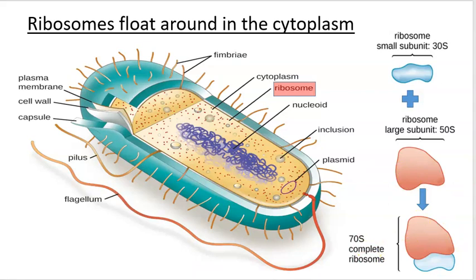When we look in eukaryotic cells, they have an 80S ribosome that is also made of 2 subunits. But because it's 80S, we know that there is a difference in terms of the size and the shape of the ribosome that you find in all these eukaryotic cells.